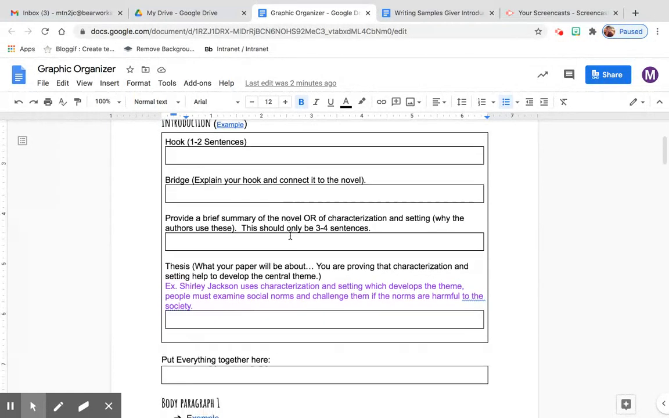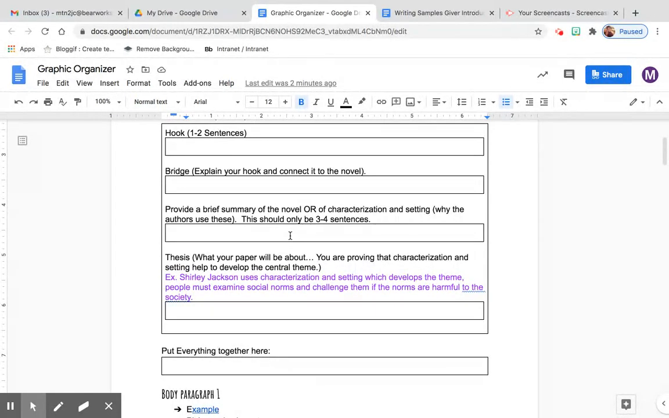Again, you're proving that characterization and setting help to develop the theme. You need to have 3 reasons in your thesis, okay? Because you're talking about the characterization, you're talking about the setting, and you're also talking about the theme, okay? 3 things that you're going to be talking about. You can go ahead and say the author, our author of The Giver is Lois Lowry, okay? You can say The Giver. Now, because The Giver is a novel, it's going to be italicized, not in quotation marks, okay? And make sure that you put your theme on the end.